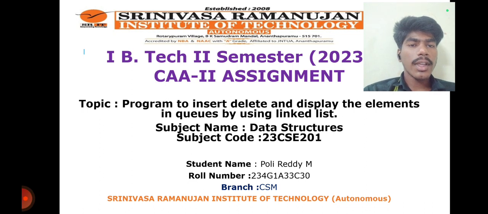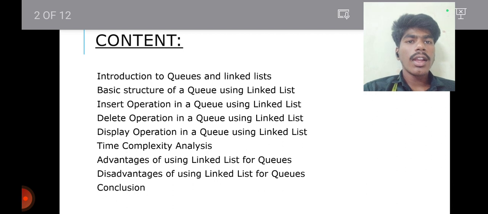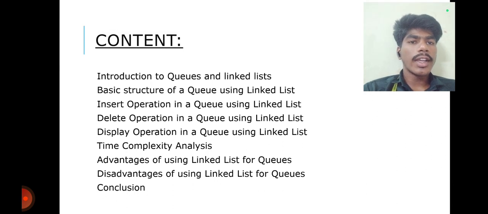Now, I am going to explain a program to insert, delete, and display the elements in a queue by using a linked list. Let us discuss. Content: Introduction to queue and linked list. Basic structures of a queue using linked list. Insert operation in a queue using linked list. Deletion operation in a queue using linked list. Display operation in a queue using linked list. Time complexity analysis. Advantages of using linked list for queues. Disadvantages of using linked list for queues, and conclusion.